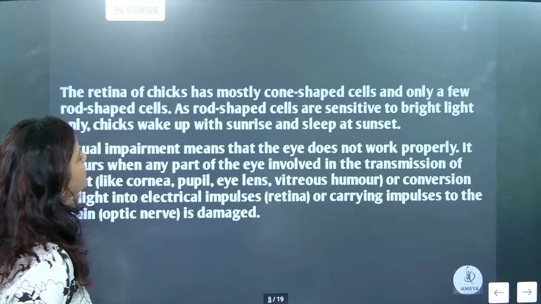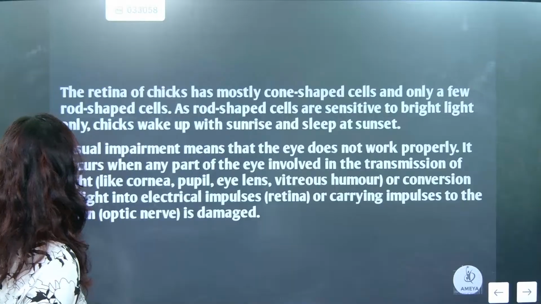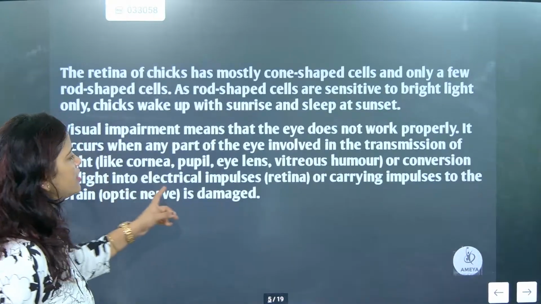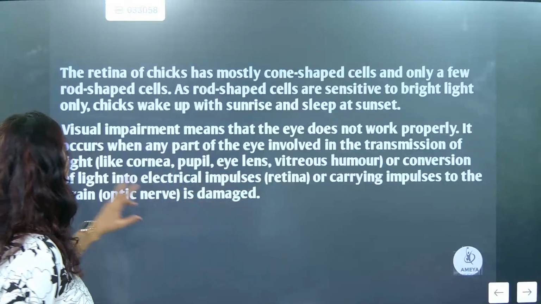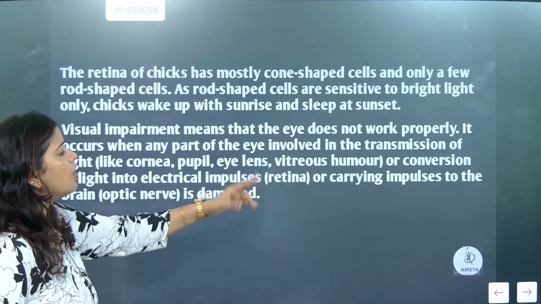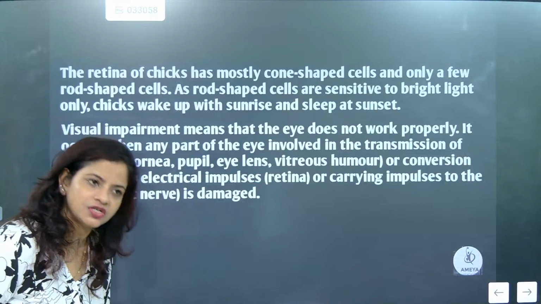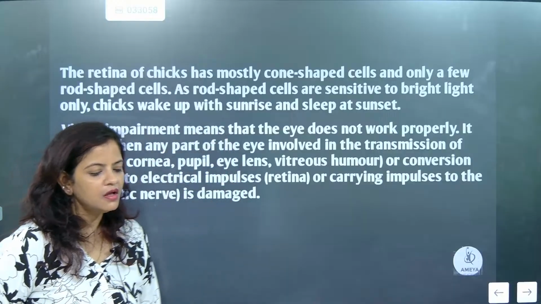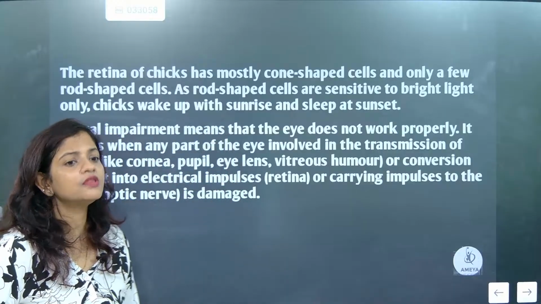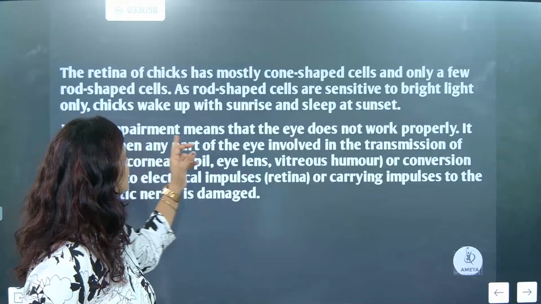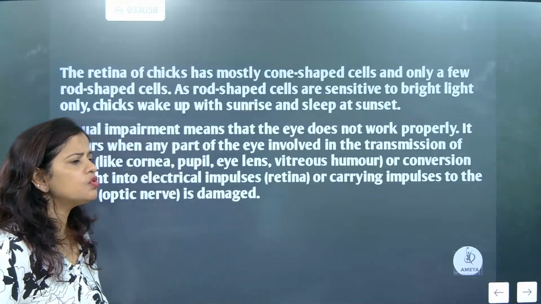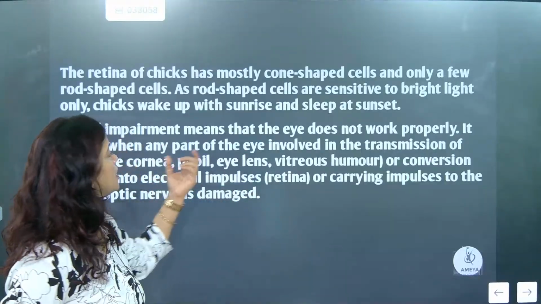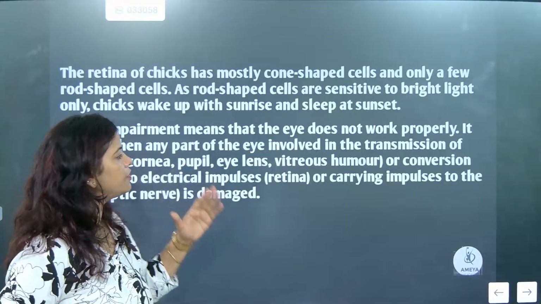So now visual impairment means that the eye does not work properly. It occurs when any part of the eye involved in transmission of light, like cornea, pupil, eyelids, vitreous humor, or conversion of light into electrical impulses or carrying impulses to the brain, is damaged. Are you understanding the word? What is the word, beta? The word is visual impairment.